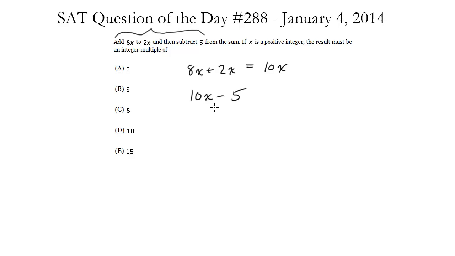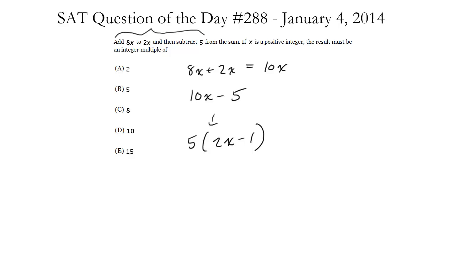So what do we mean by an integer multiple? It means that this expression is some multiple of one of these particular integers. So for instance, it's a multiple of 2, a multiple of 5, a multiple of 8. Well, notice if I go ahead and factor out a 5 from the expression, I'm going to get 5 times 2x minus 1.